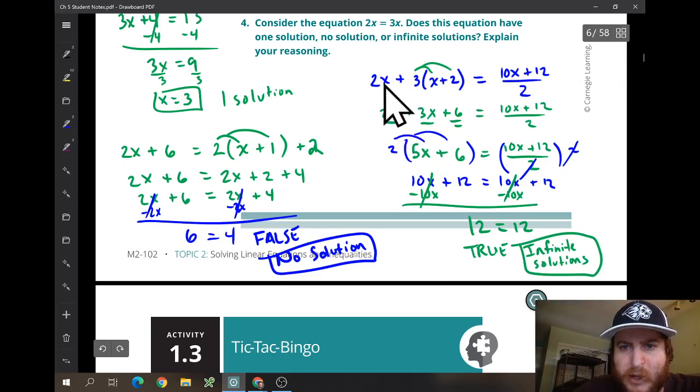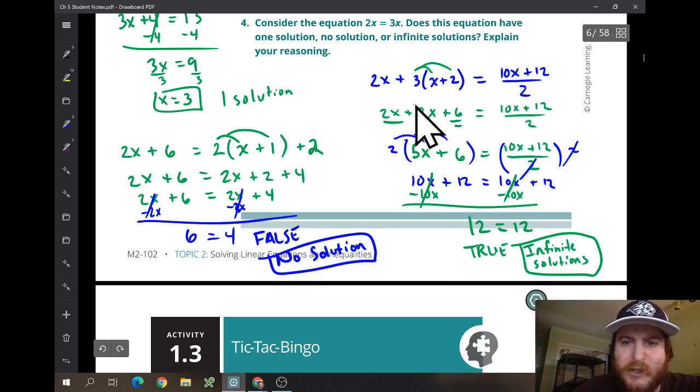Let's try it. If I plug in 1 here, 2 times 1 is 2. Then 1 plus 2 is 3, so 3 times 3 is 9. So 2 plus 9 is 11. I plugged in 1 and I got 11. Here if I plug in 1, 10 plus 12 is 22. 22 divided by 2 is 11. 11 is 11. It worked when I plugged in 1.